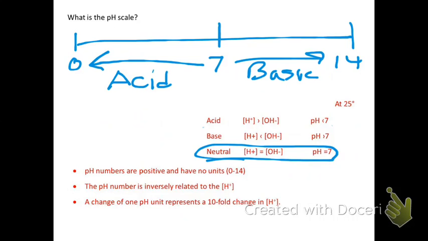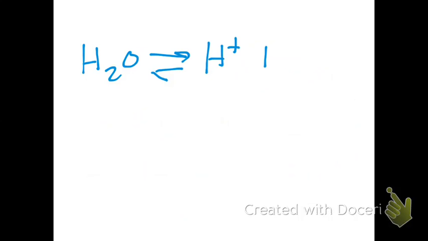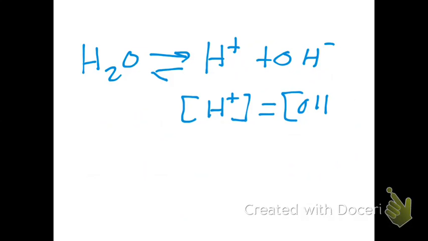Now, the reason why water is at a pH of 7 is because when water breaks down, as we just talked about earlier, we can go back to that and look at this. When water breaks down to form H plus and OH minus ions, it forms an equal amount of H plus ions and OH minus ions in solution. Therefore, the pH is equal to 7. Alright?